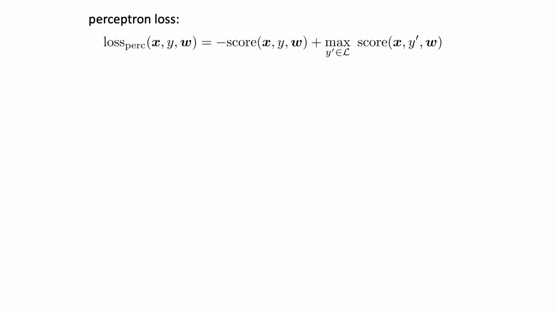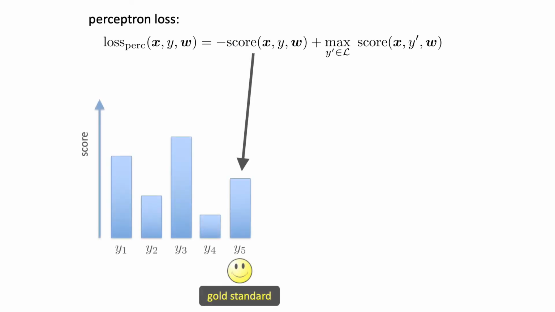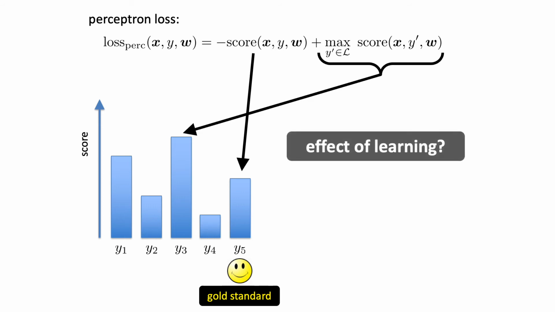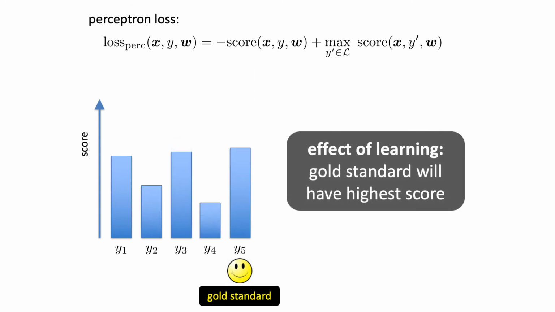Now let's look at the perceptron loss. When we minimize this loss, we're trying to increase the score of the gold standard and decrease the score of the model's highest scoring label, which is y3 in this example. This loss has a minimum value 0, which is reached when the gold standard output has the highest score.